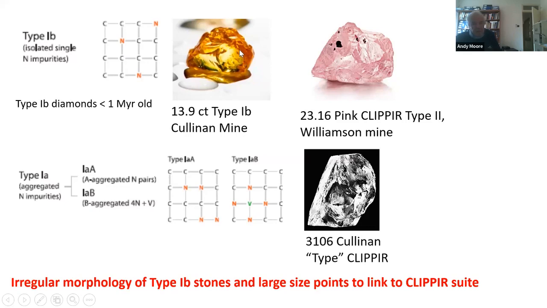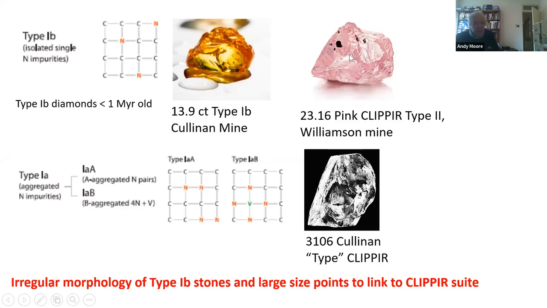And one of the features that I think should strike you about this is they don't have nice crystal form. They're highly irregular, and in texture they look remarkably similar to the exceptional type 2 suite, the clipper suite. Another one here. This is the Cullinan diamond again, and we pointed out that this irregular morphology is such a characteristic feature of the clipper diamonds. You can actually recognize them on the basis of their morphology.